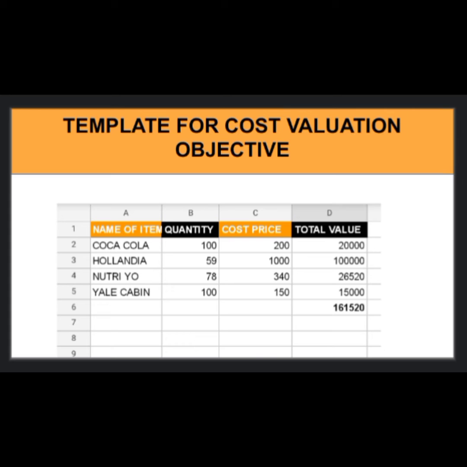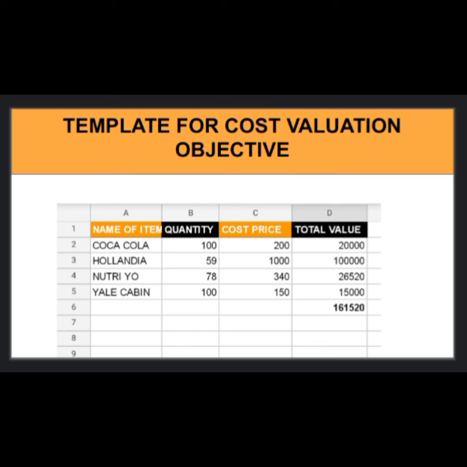What is the cost of buying this? How much did I spend to buy all these goods that are filled in my shop? This is what the business owner wants to know. So we track the cost price. Okay, so you see in number 2 in this sheet, we have Coca-Cola. So we counted all the Coca-Cola in the shop, and the quantity is 100. And each one was bought for 200 naira. The next one we have is Hollandia.